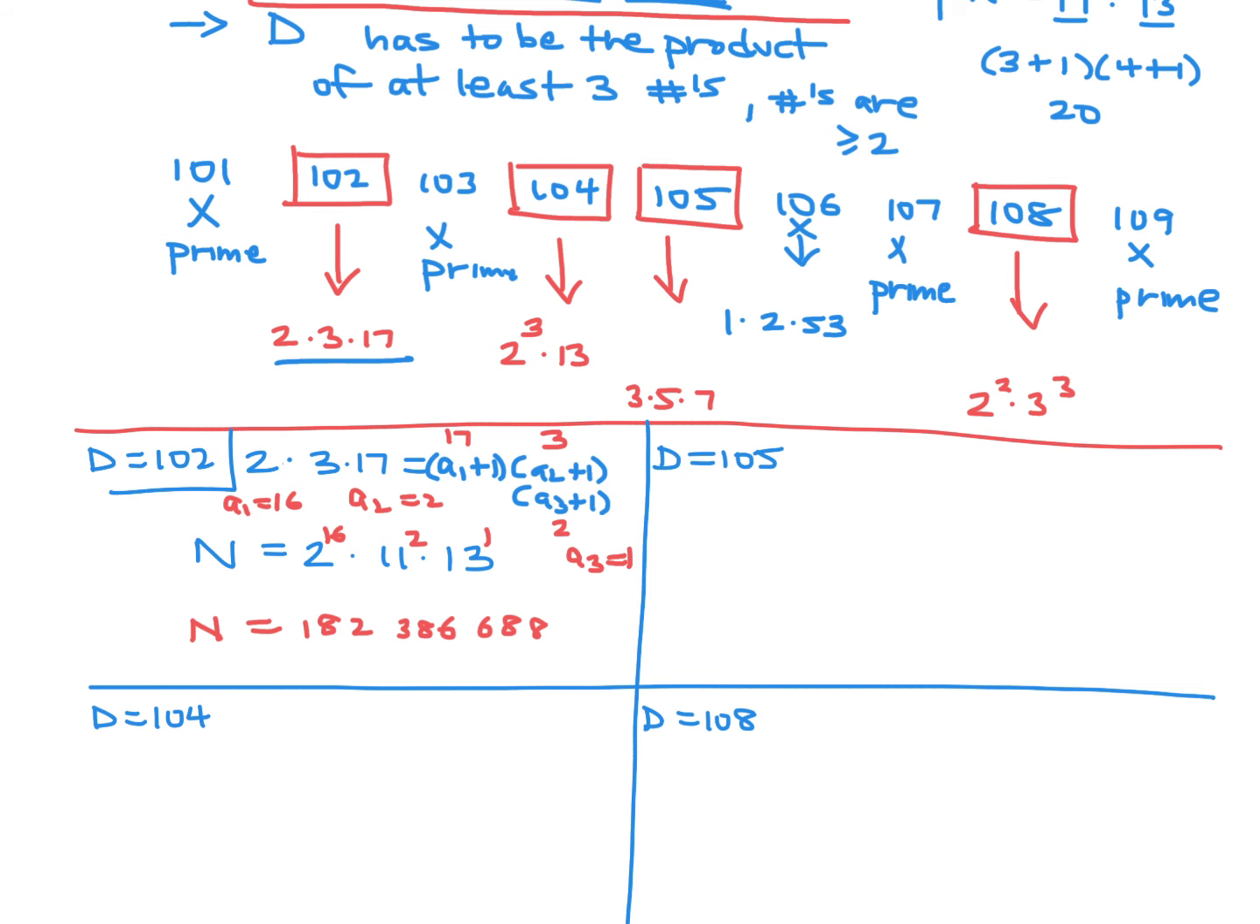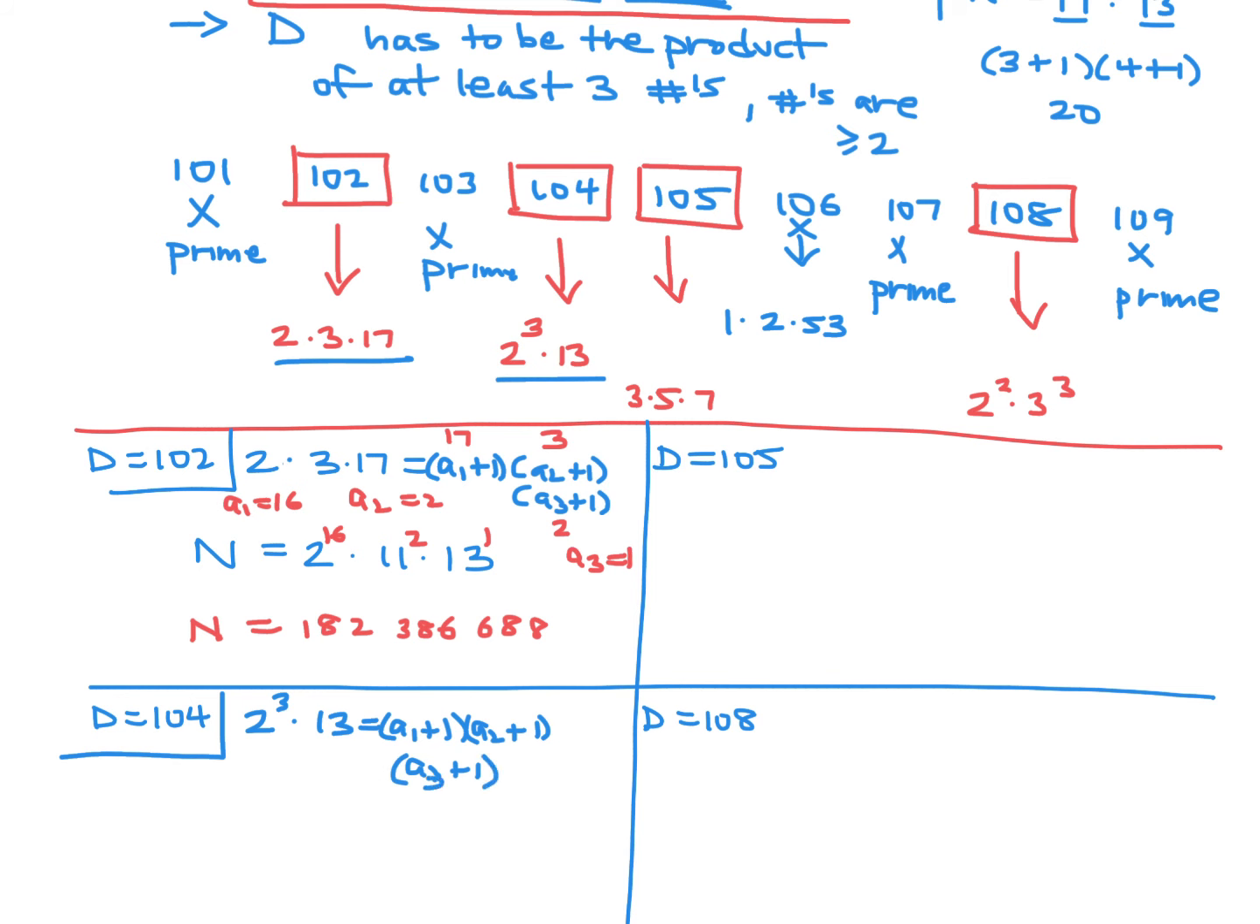d equals 104. Okay, so d equals 104. 104 is this one, 2 to the power of 3 times 13. And that's a1 plus 1 times a2 plus 1 times a3 plus 1.